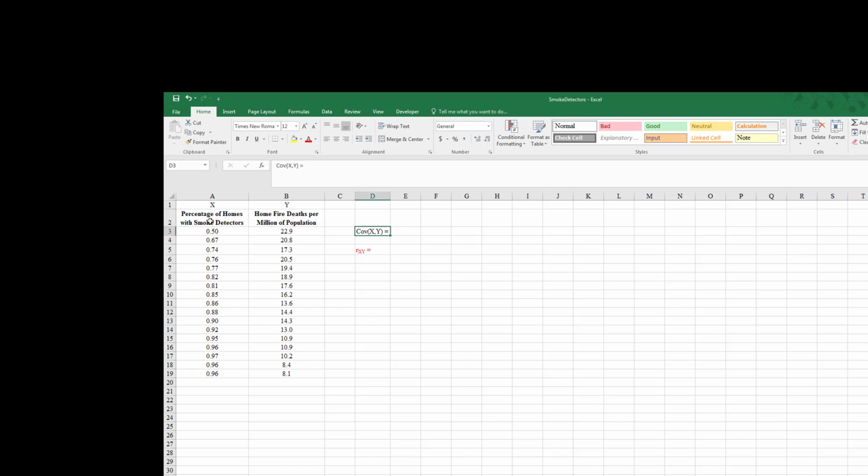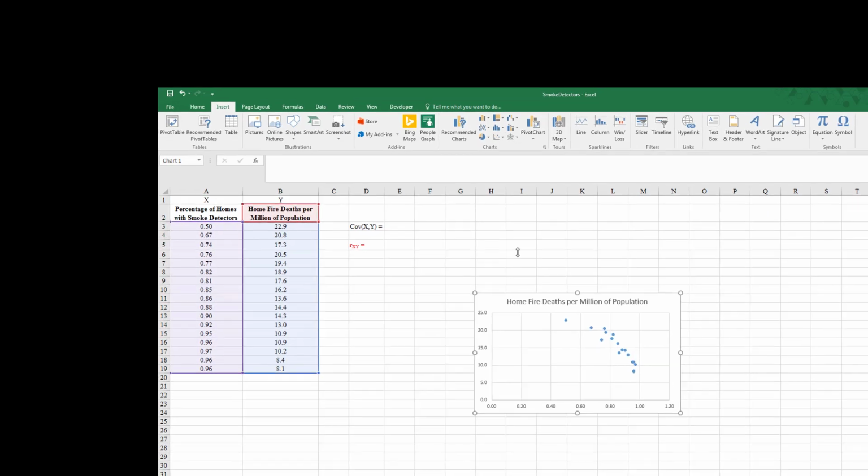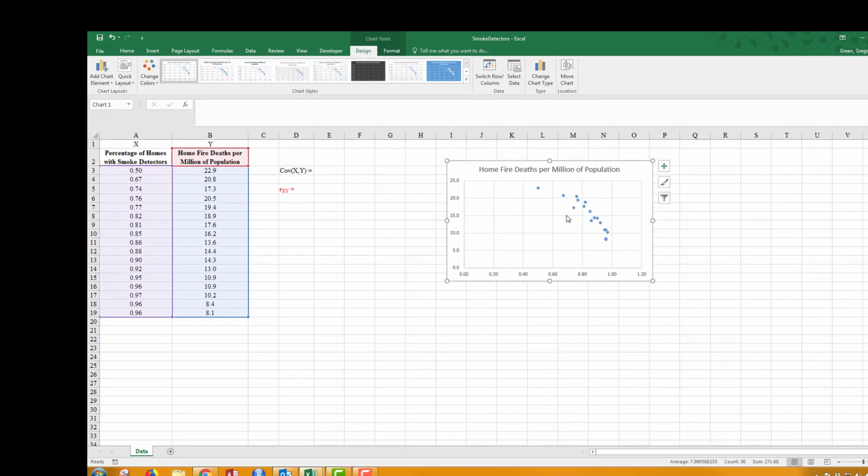The first thing I might do is draw a quick picture. So I'm going to highlight the data, go to Insert, and then I'm looking for an XY scatter plot. I just want to see real quick if they look like they're related. And they kind of do. In fact, I can see, at least in my mind, that there might be a negative relationship, meaning that as one variable rises, the other variable falls.